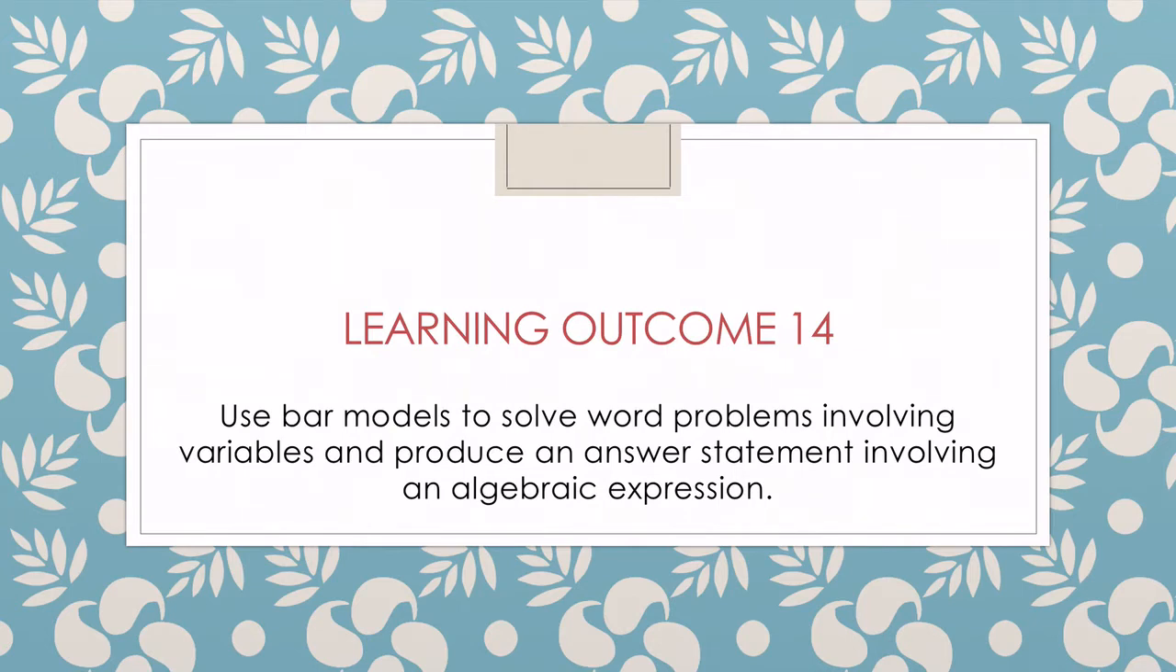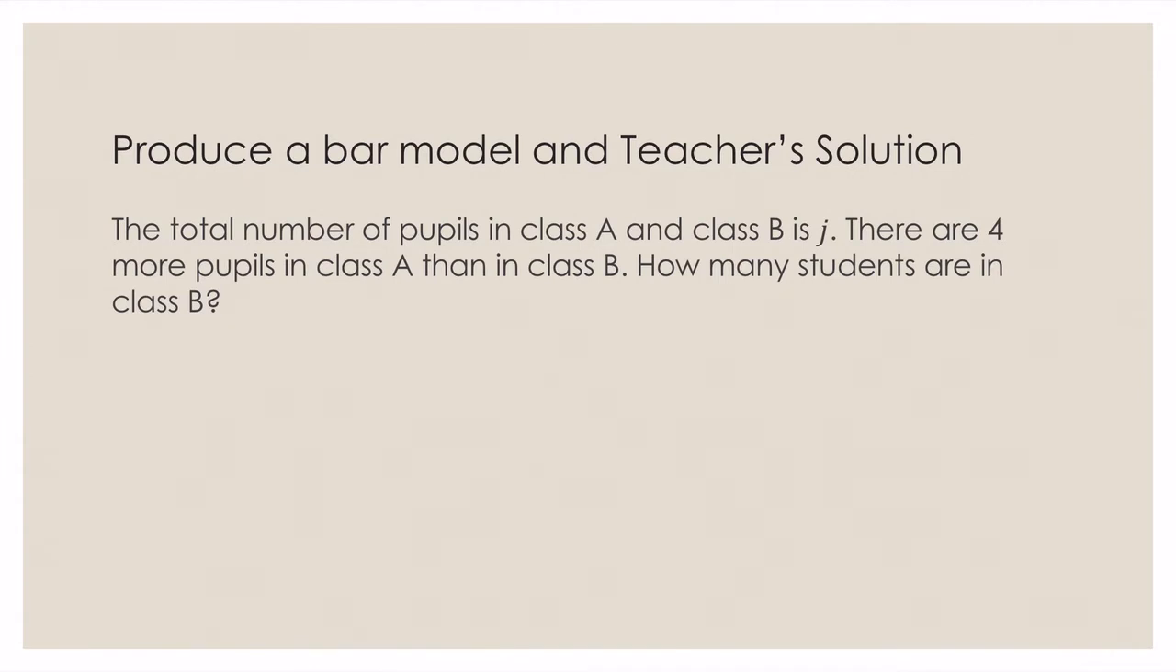Okay, so we're going to do this through a series of examples. First, we need to produce a bar model and teacher solution for the following situation. The total number of pupils in Class A and Class B is J. There are 4 more pupils in Class A than in Class B. How many students are in Class B? So here we can see that the J is our variable. We normally have a number there, but we don't know what the number is, so we put a letter there.